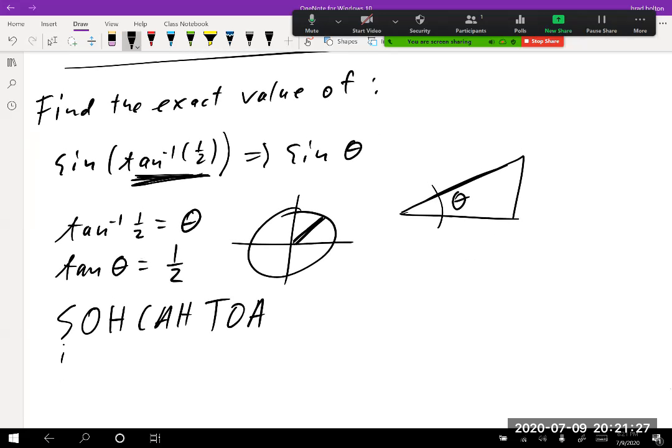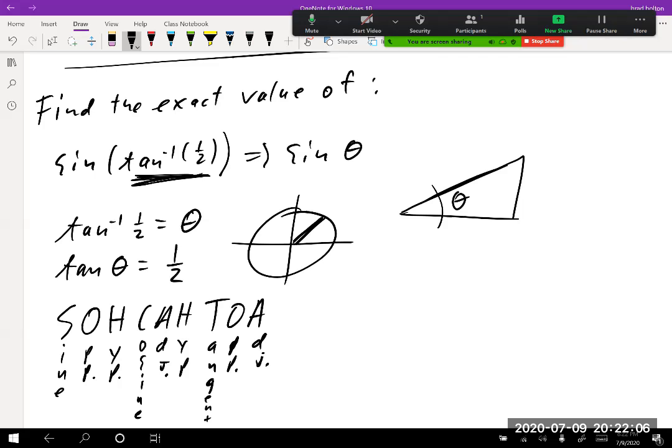So what this means is sine is the opposite side over the hypotenuse. Or in this case, as we learned, it would be the y value. And then the cosine is the adjacent side over the hypotenuse. And then tangent is the opposite side over the adjacent side.